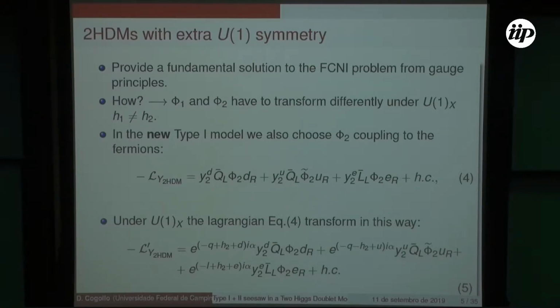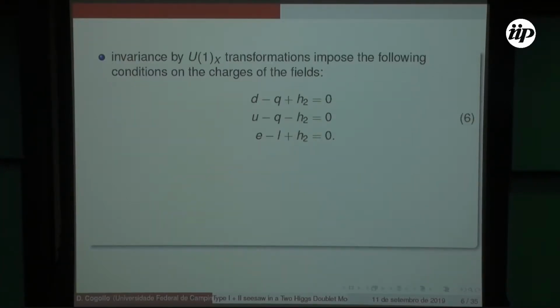We know that this Lagrangian is invariant under the standard model symmetry. But the invariance of this Lagrangian under U(1) transformations requires a set of constraints on the charges of the fields. We can see here that D is the charge of the d_R quarks, U is the charge of the u_R quarks, and E is the charge of the e_R leptons. And the invariance of this Lagrangian requires this set of constraints, okay?